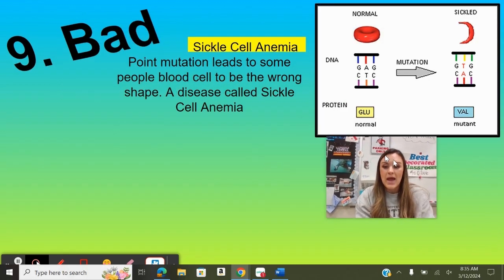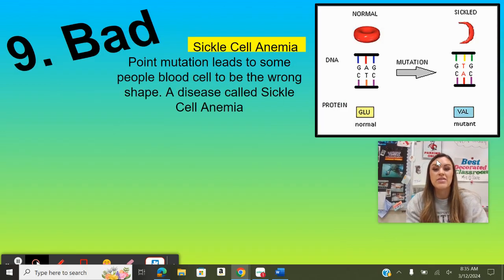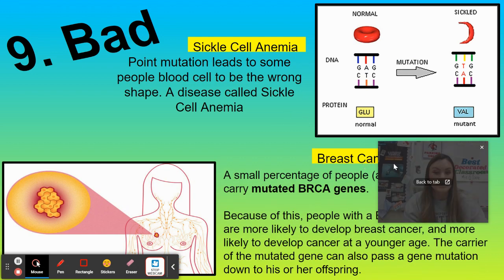When we're talking about bad mutations, we're looking at things like sickle cell anemia. Okay, so this is caused by a point mutation. And basically, what happens is that point mutation causes people to go from having these completely circular red blood cells to these kind of half shaped sickle red blood cells. And they can't carry as much oxygen.